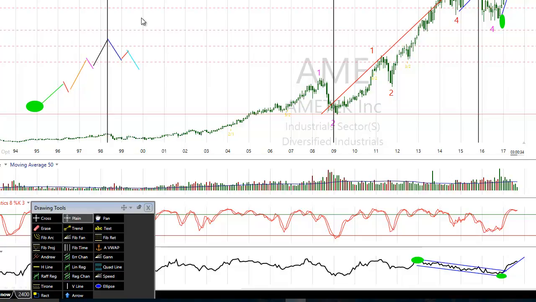So when we identify an impulse wave that is subdivided into 5 waves, we can also deduce that the third and the fifth minor waves of that impulse wave can also be subdivided into 5.